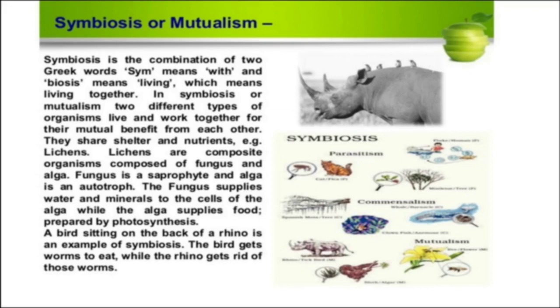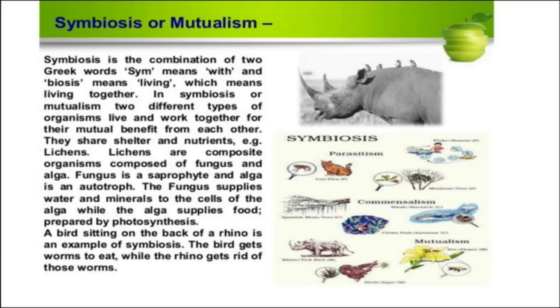Example, the lichens. Lichens are composite organisms composed of fungus and alga. Now we know fungus is a saprophyte and alga is an autotroph. The fungus supplies water and minerals to the cells of the alga, while the alga supplies food prepared by photosynthesis. So this is one symbiotic relationship.